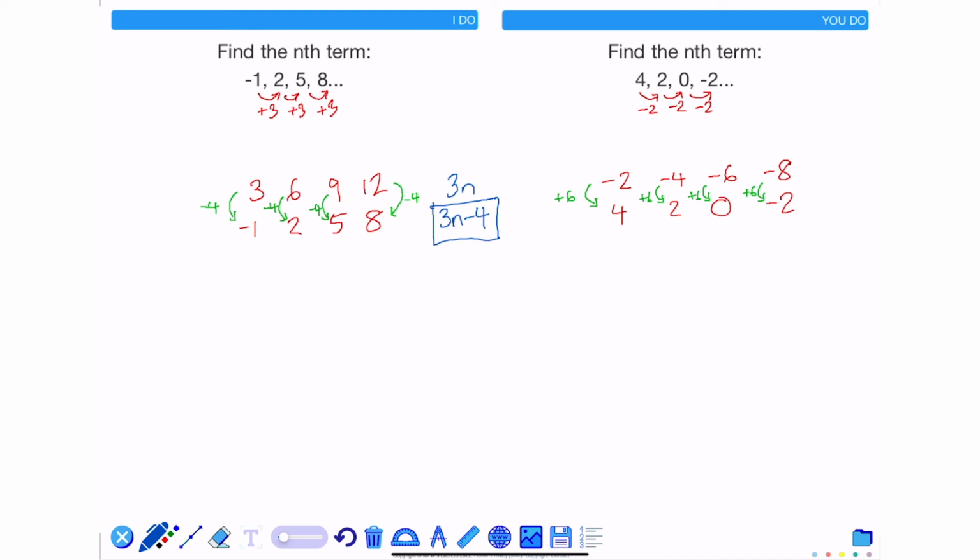The nth number in the -2 times table is -2n, and shifting it by 6 would give me -2n add 6. This is the nth term of this sequence.